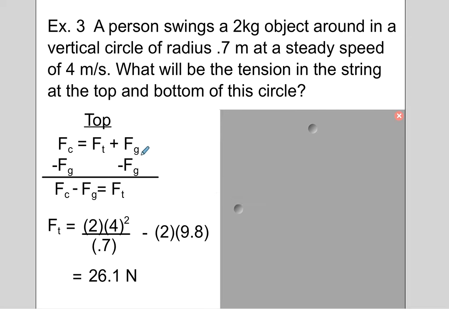We just said the centripetal force at the top, where gravity will help, is equal to the force of the tension in the string plus the force of gravity pulling down.